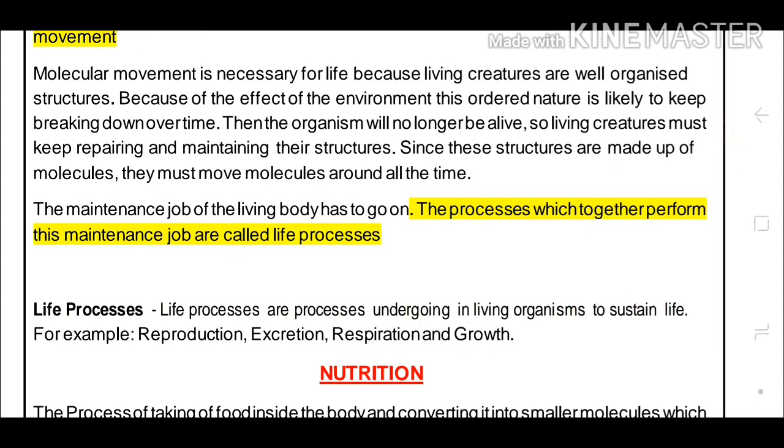Life processes are processes undergoing in living organisms to sustain life. For example, reproduction, excretion, respiration, and growth. Nutrition.